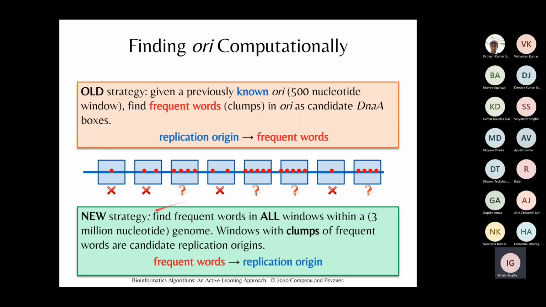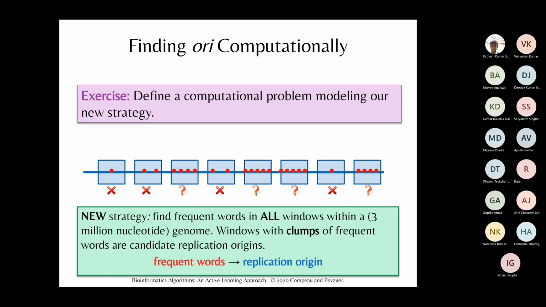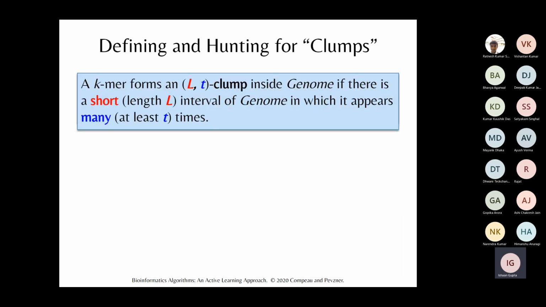So the new strategy is to find all frequent words in all windows within a 3 million nucleotide genome, right? So now the windows with clumps of frequent words can be candidate regions of the origin of replication, right? So the exercise now is to define a computational problem modeling our new strategy. The computational problem then becomes defining and hunting for clumps.